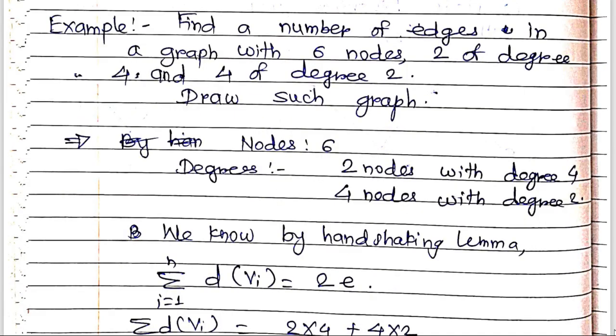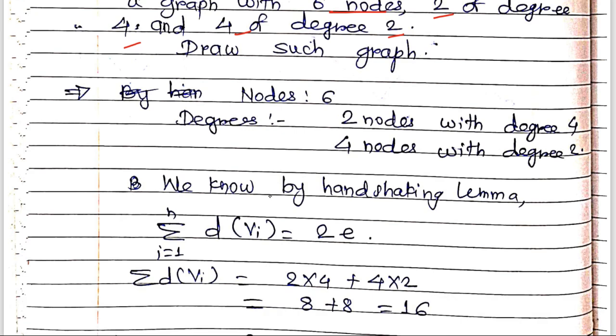Okay, the next example is to find the number of edges. We have to find how many edges there are in a graph with 6 nodes. Out of these 6 nodes, 2 nodes have degree 4 and 4 nodes have degree 2. So what is given here? Nodes are 6. Out of this, 2 nodes have degree 4 and 4 nodes have degree 2.